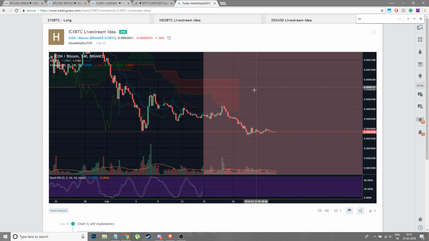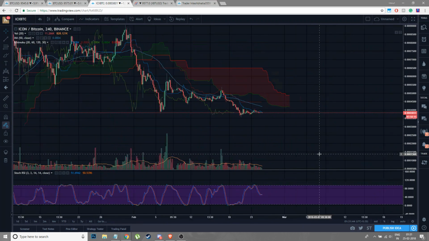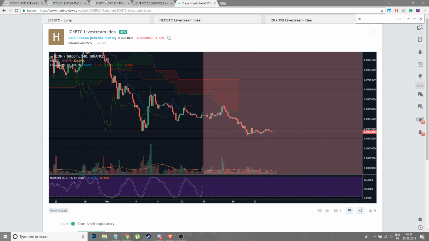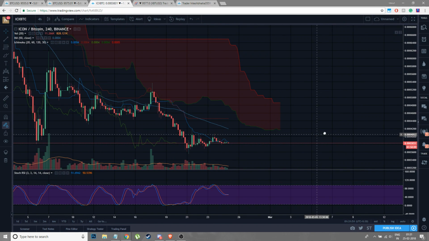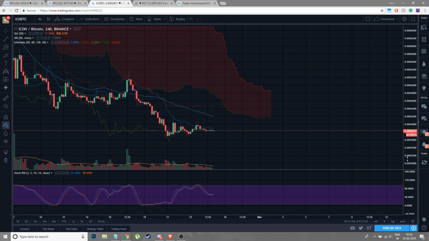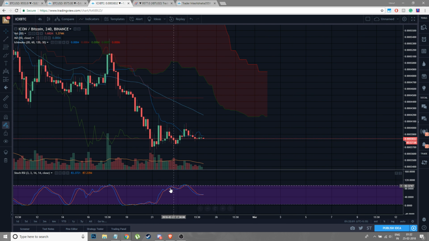At which point there was no TK cross that was bullish, right? There was a small bullish TK cross here, but it broke down. First of all, there's going to be a C clamp very soon on ICX, right? But the idea of the stock RSI being stuck here does not support it.